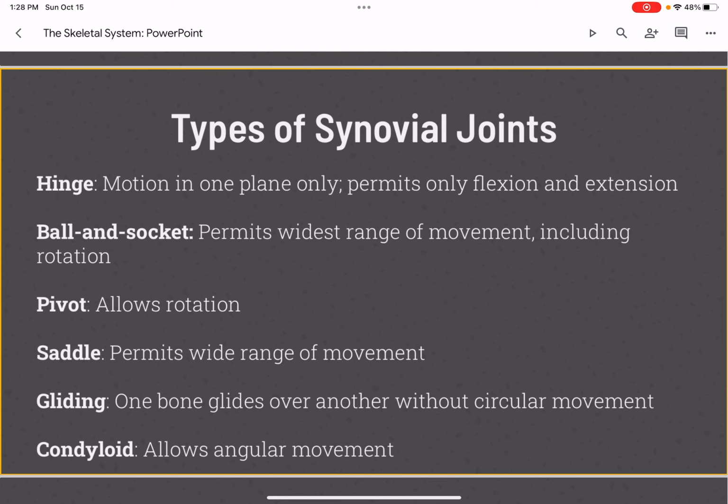A saddle joint permits a wide range of movement. An example would be the carpometacarpal joint of the thumb. A gliding joint is when one bone glides over another without circular movement. For instance, the carpal joints of the wrist and the tarsal joints of the ankle. Condyloid joints allow angular movement. For instance, the joints between the metacarpals and the phalanges.